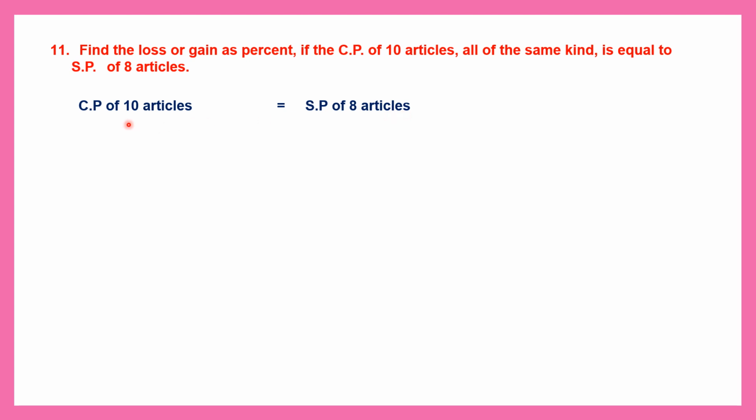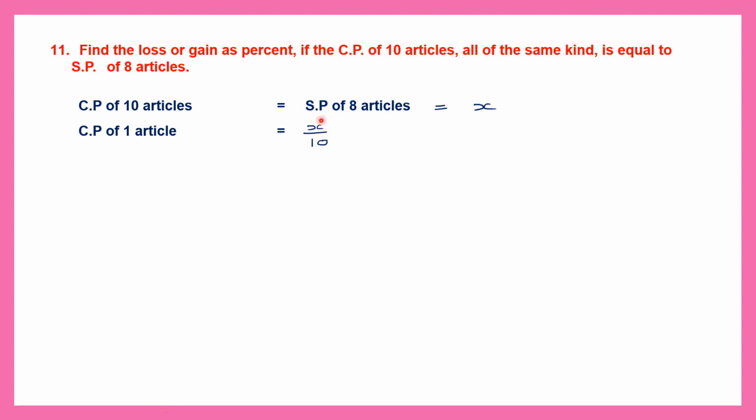Now let's consider this to be equal to X. So cost price of 10 articles is equal to X. Selling price of 8 articles is equal to X. So now we can find the cost price of one article and the selling price of one article. So cost price of one article. So 10 articles is X. So one article will be division, that is X divided by 10 or X by 10. This is the cost price of one article.